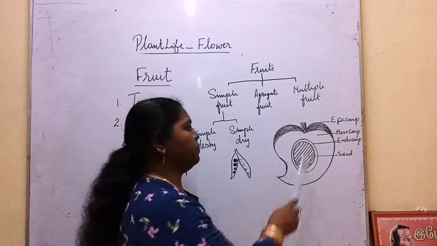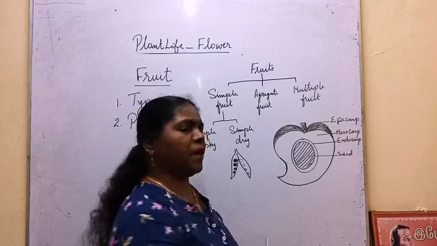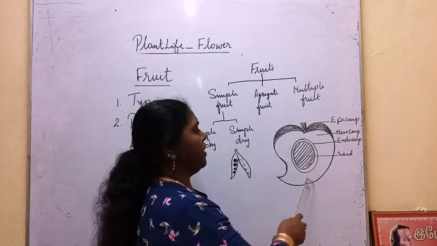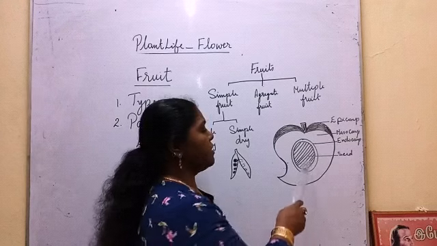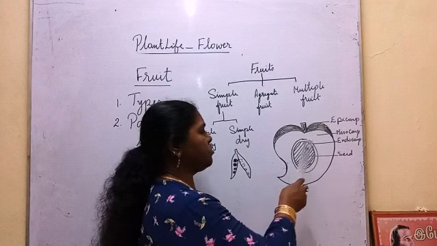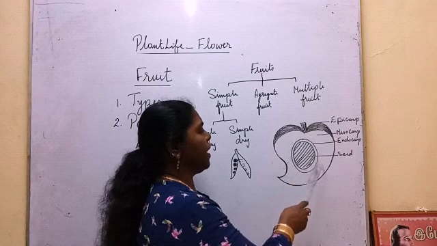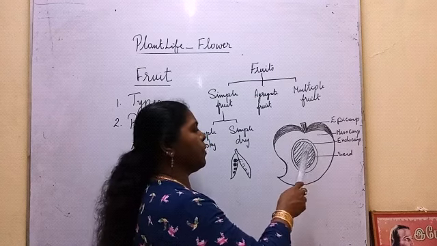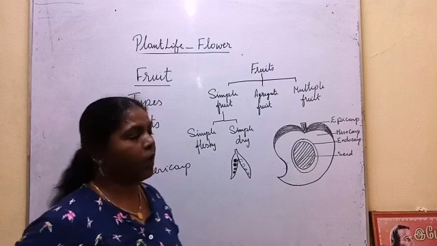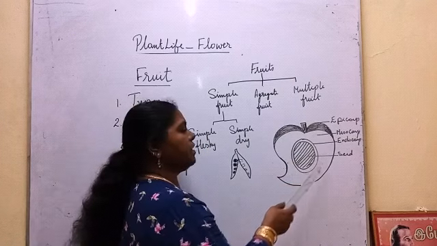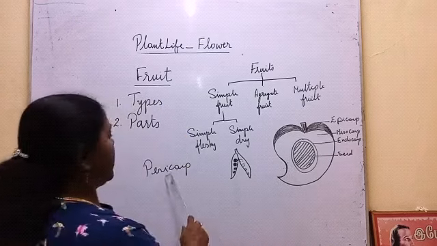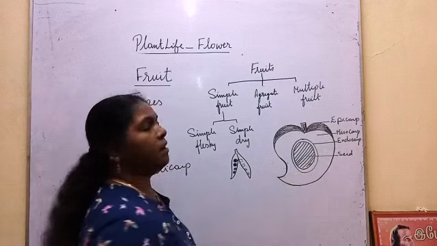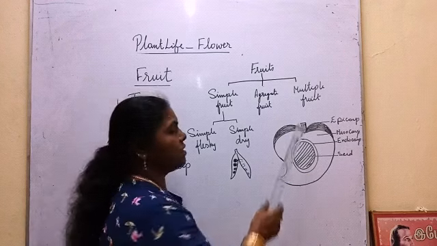If you take a mango, the green skin is the epicarp. Then the fleshy portion that we eat is mesocarp. The seed is enclosed by a hard woody endocarp. If you cut open this endocarp, you can see the seed inside. Okay, so these are the parts of the fruit. The pericarp is made up of outer epicarp, middle mesocarp, inner endocarp. Endocarp encloses the seed.